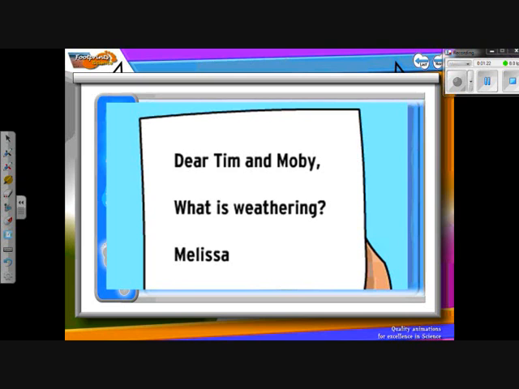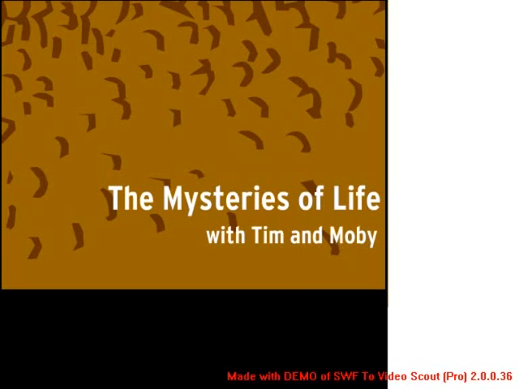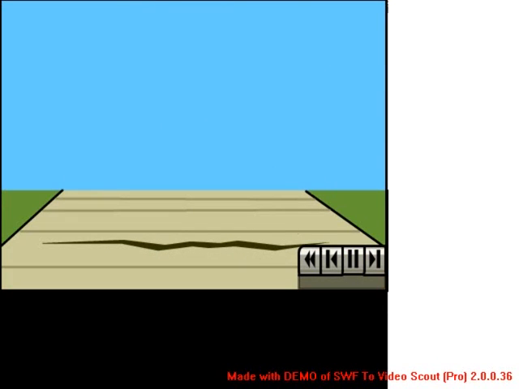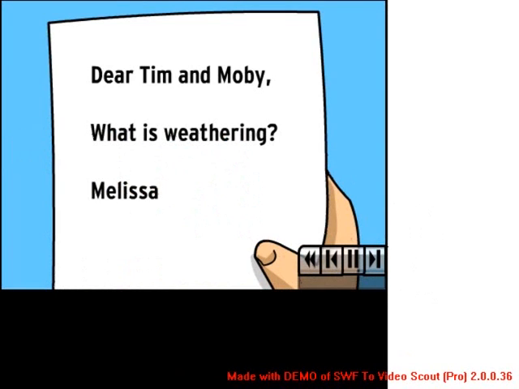Tim and Moby. Now, here's Tim and Moby. What is weathering? From Melissa.